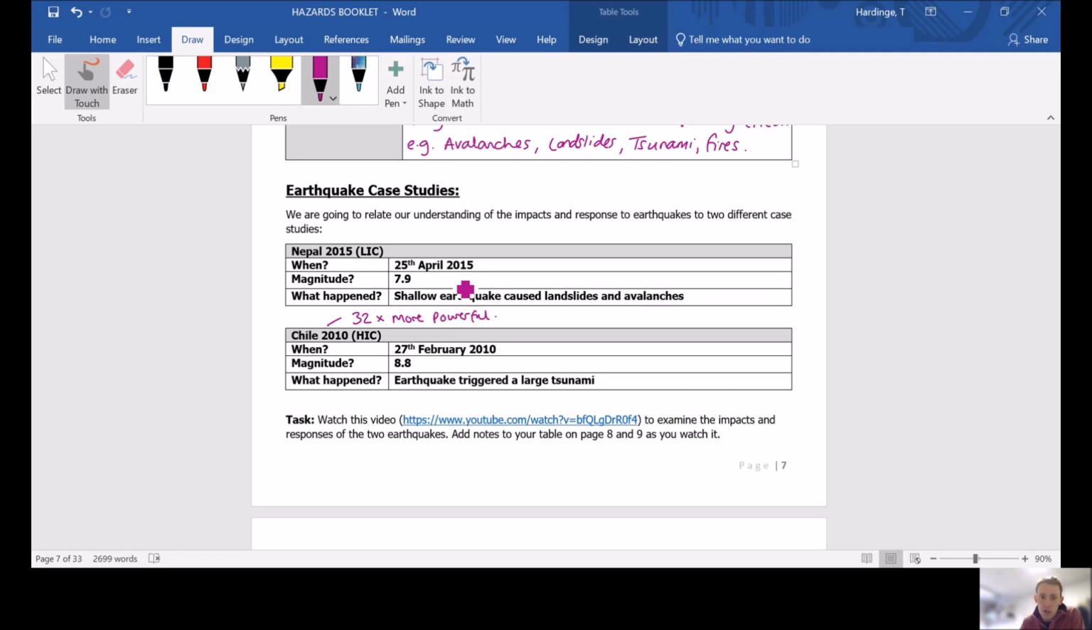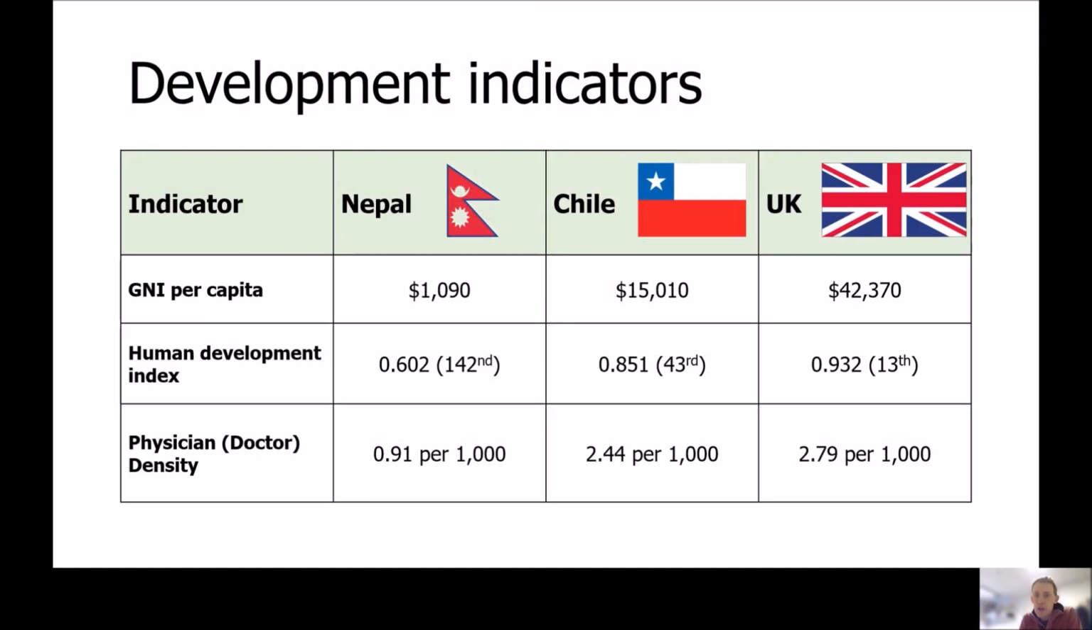Before we move on to actually look at what happened in those earthquakes, what I want to do is show you some background about the level of development in those two countries. So if you have a look on this slide here, we can see some development indicators for Nepal, for Chile, and also I've put the UK's information in there for a means of comparison.